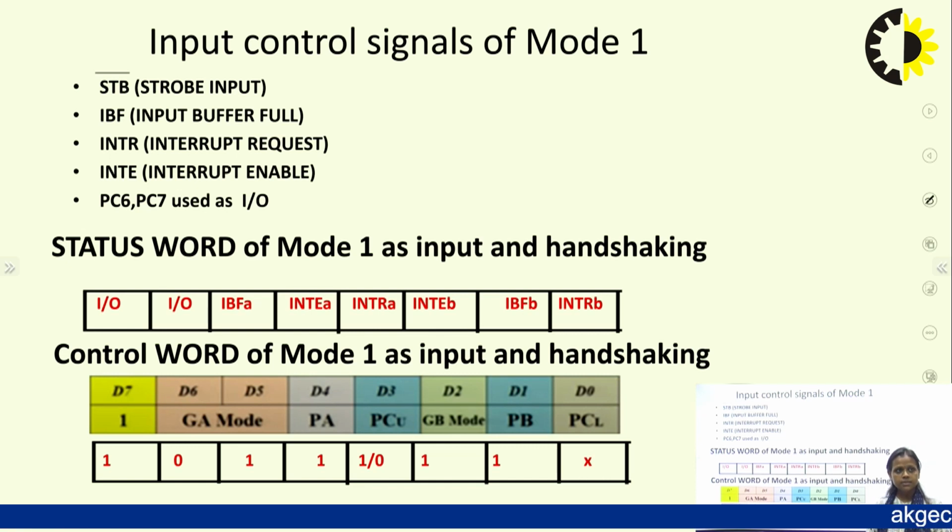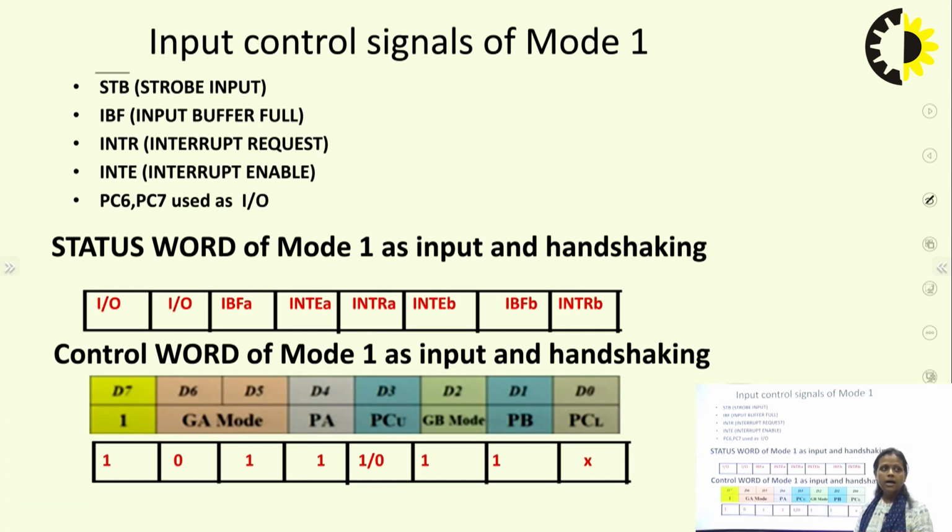So, if mode 1 is working in an input mode, there are 4 signals. The first is STB bar, which is a strobe input. The next is the IBF, which is input buffer full. The next is INTR, interrupt request, and then we have INTE, which is interrupt enable, and PC6 and PC7 are used as input output pins. So, this is the format for the status word, and this is the format for the control word for mode 1 as input and handshaking mode.